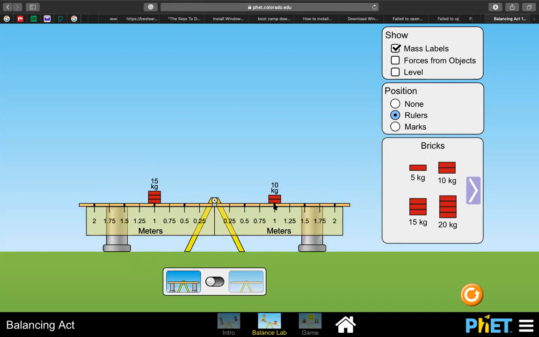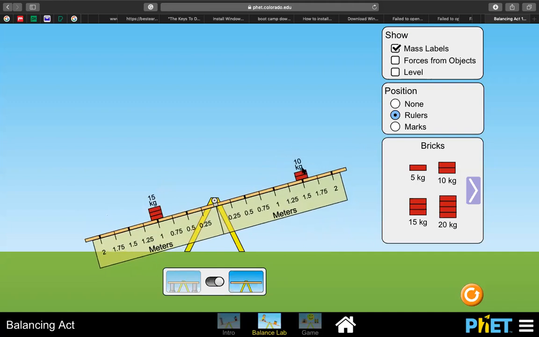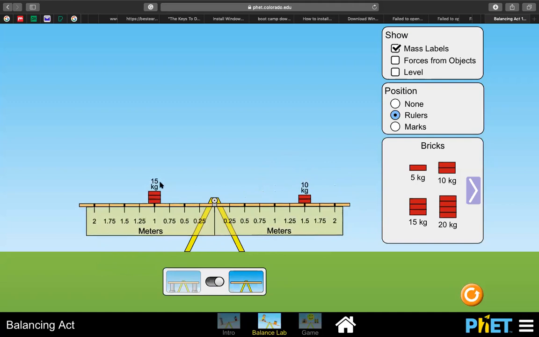What we have to do with this, put it in or out, as you just spoke about. Out, yeah, because the further we move it away, it's going to have a larger turning effect. So the system is going to balance. Now, if we place it out further, we see that it is beginning to get balanced. So they're not the same mass, or the same weight.